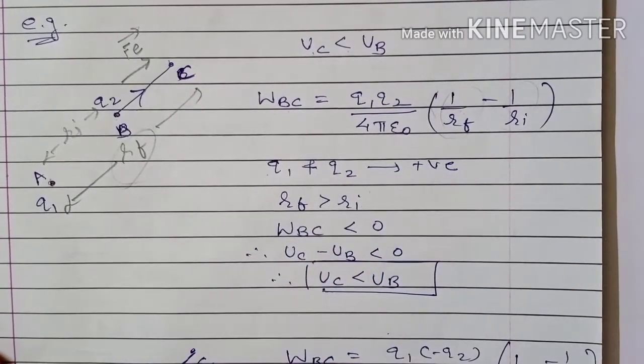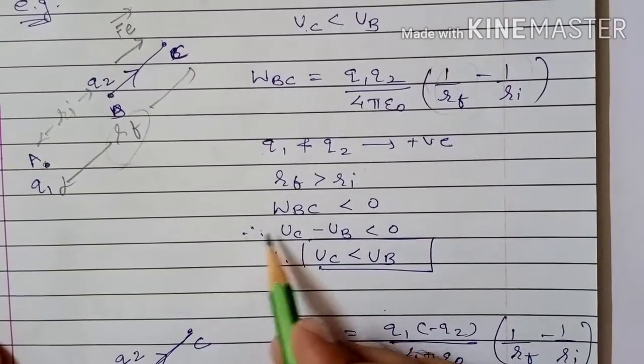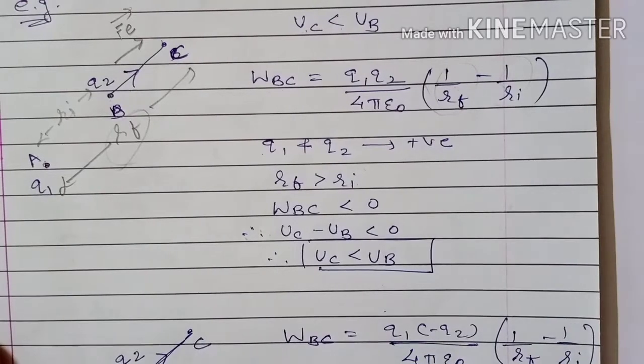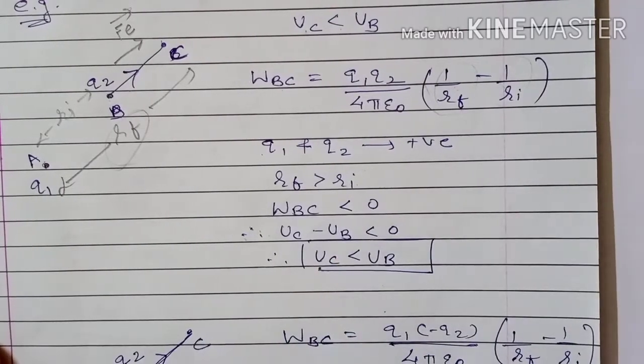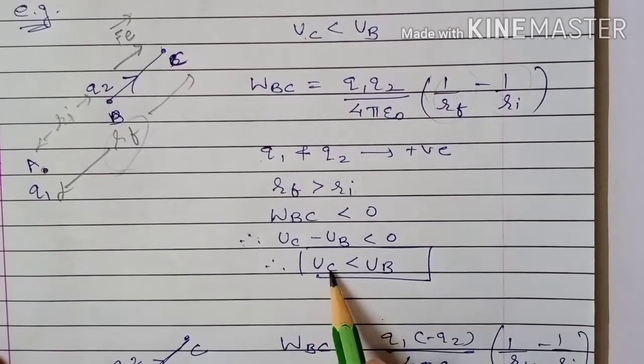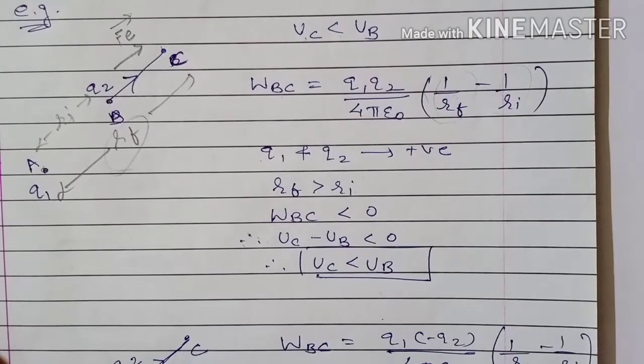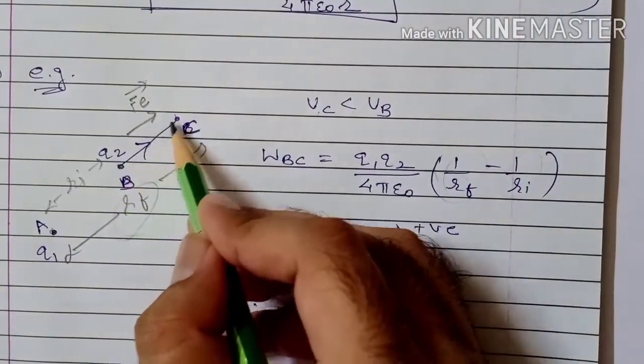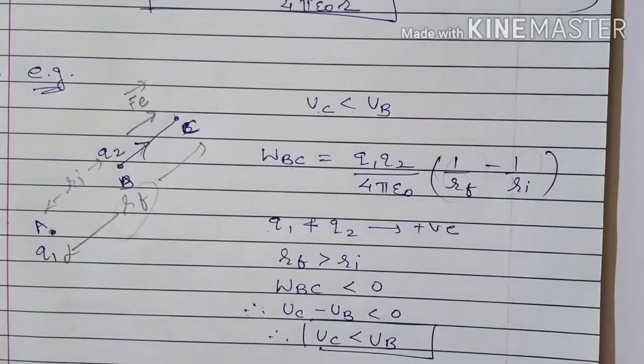If work done is negative, then this work done in moving charge from B to C is nothing but final potential energy minus initial potential energy, UC minus UB, which is less than 0. Therefore we can write UC is less than UB. The final potential energy is less than the initial potential energy, because here the electric force and displacement both are in the same direction.